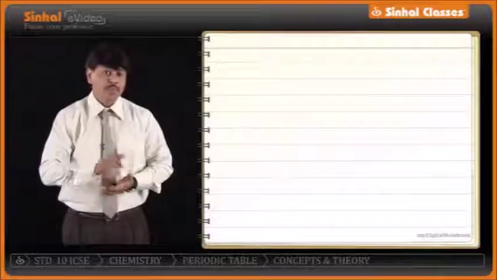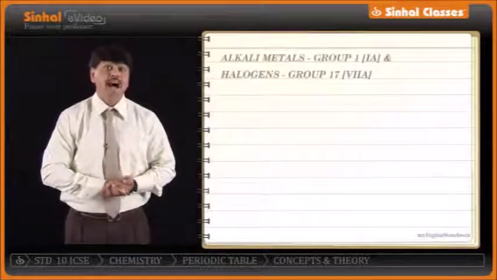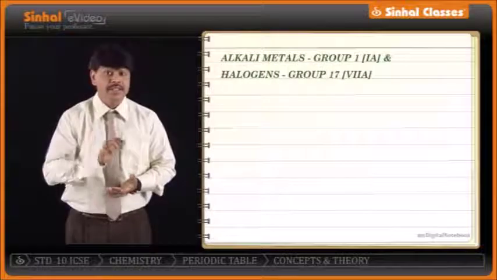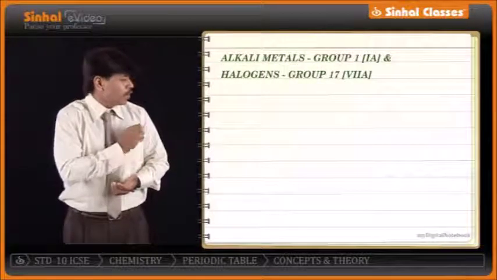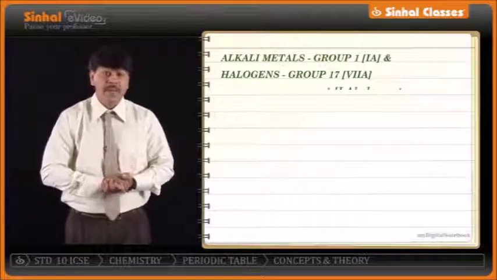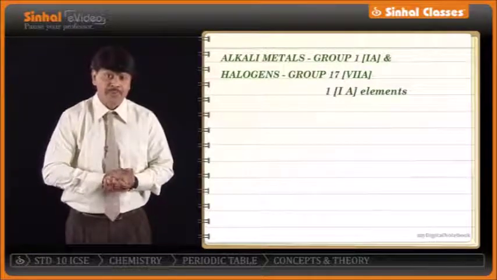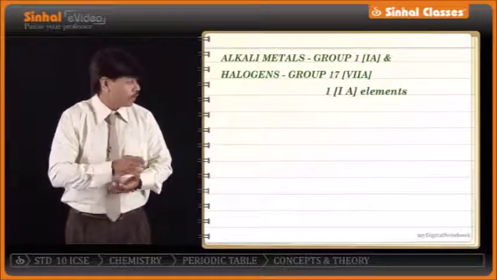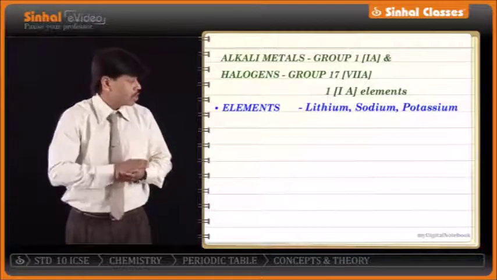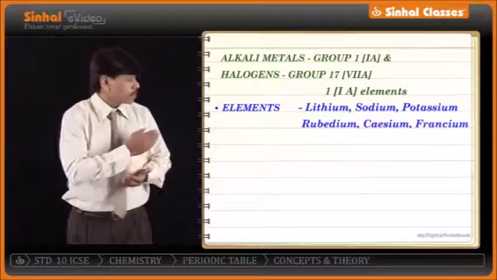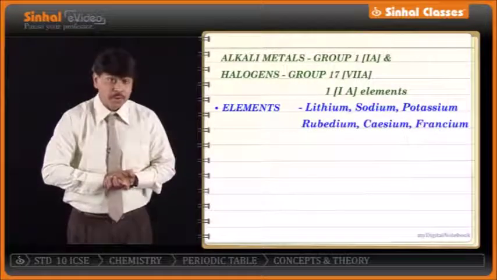Now let's see group 1A, that is alkali metals, and 7A, that is the halogen group. To begin with, let's see some of the elements involved in 1A. The 1A group consists of lithium, sodium, potassium, rubidium, cesium and francium.